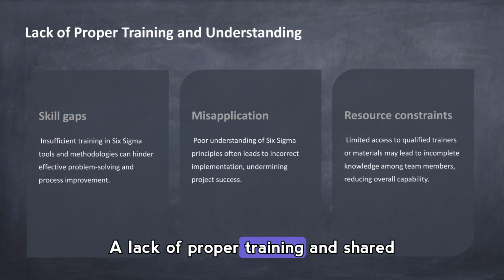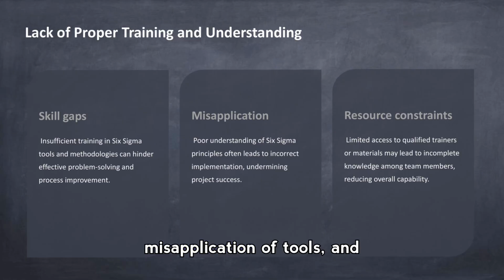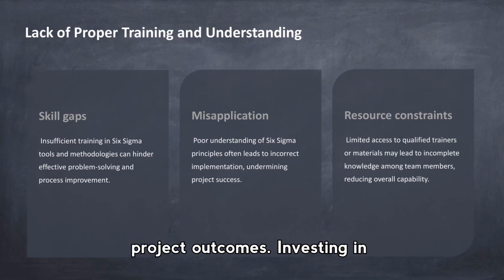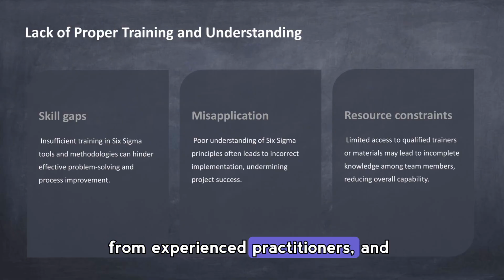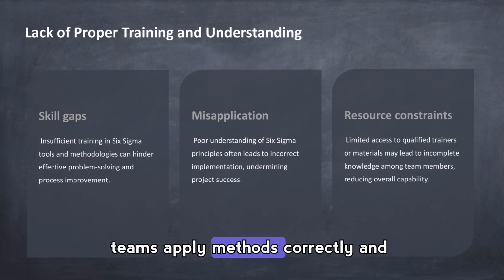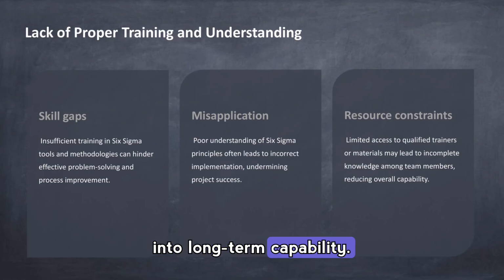A lack of proper training and shared understanding can create skill gaps, misapplication of tools, and resource constraints that undermine project outcomes. Investing in role-based education, mentoring from experienced practitioners, and accessible reference materials helps teams apply methods correctly and sustainably, turning initial challenges into long-term capability.